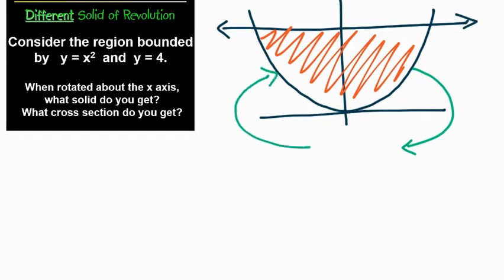So we spin this thing around the x-axis. What kind of object are we going to get, and what kind of cross-section do we get? So we take that curved region and we rotate it around the x-axis. Now, there's something different about this solid of revolution. If you look very carefully, in fact, if you look on the inside, you'll see that it's hollow. Now, what does that do for the cross-section?